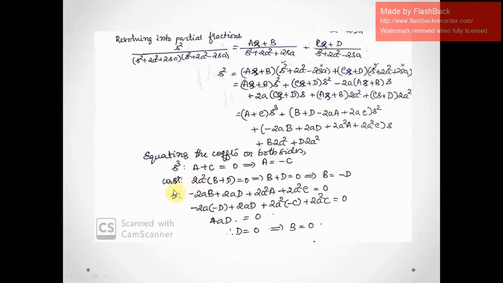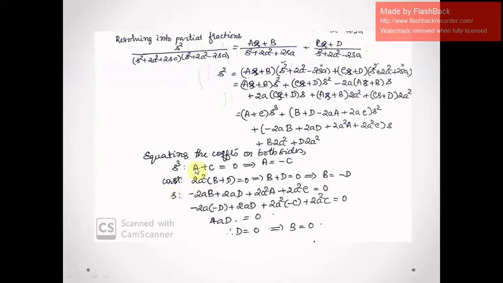Then I'll equate the coefficients of the constant. There's no constant on the left. On the right side the constant is this one. Take 2a square common: 2a square into b plus d is 0. That is b plus d is 0, or b is equal to minus d. We have got a relation between a, b, c, d now, but still we have not got values for a, b, c, d.